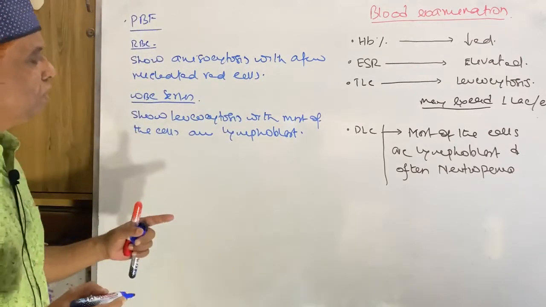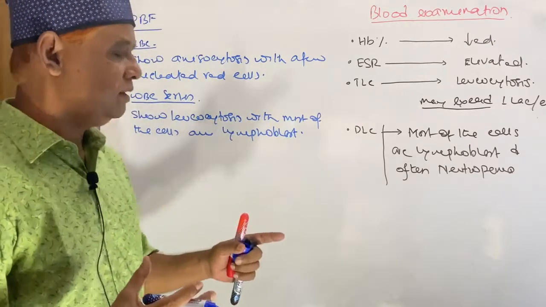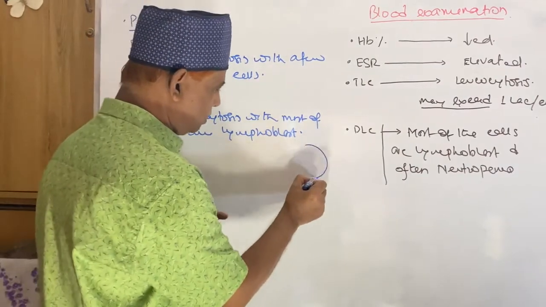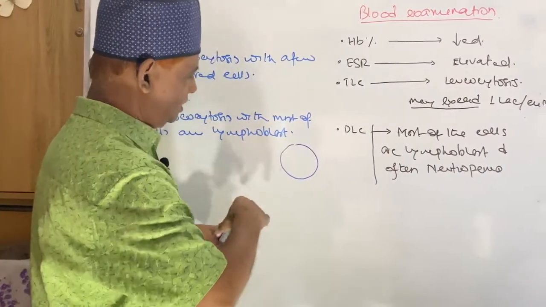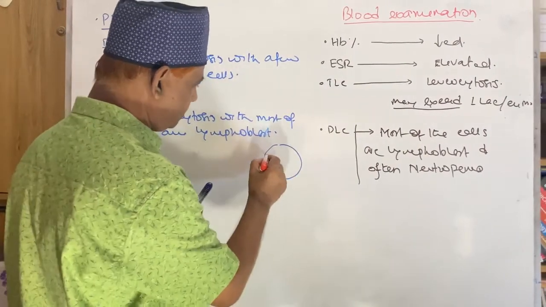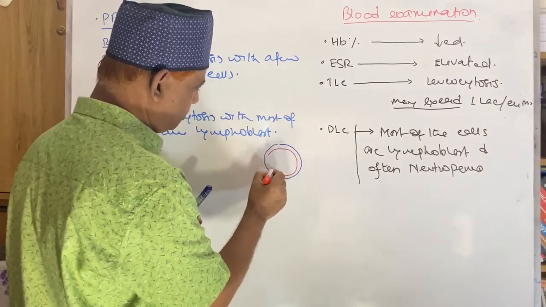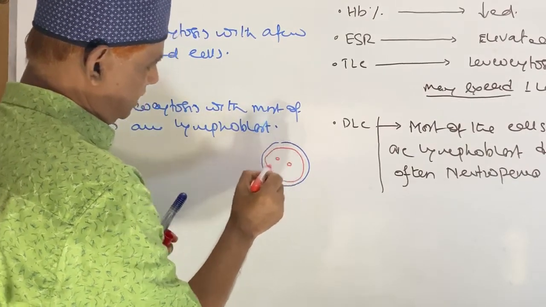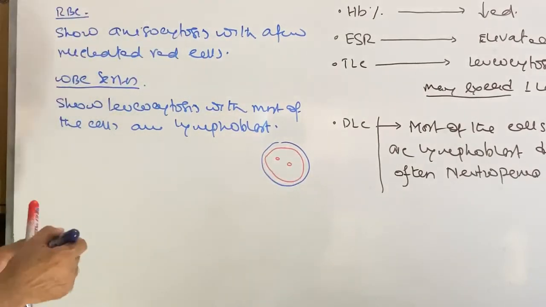Dear audience, you know lymphoblast is a blast cell. It has got a round nucleus, there are no cytoplasmic granules, and there are 1 to 2 nucleoli. So this is the lymphoblast.